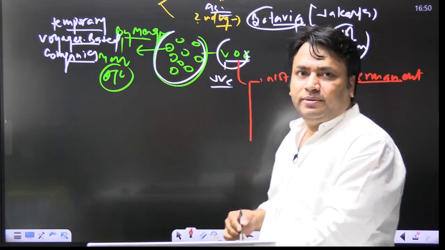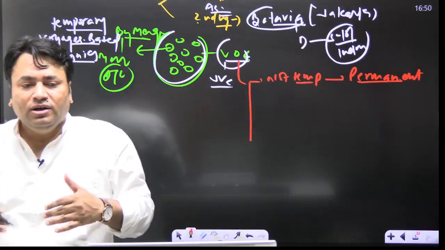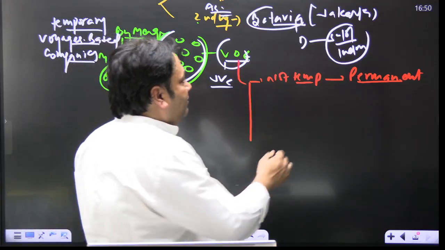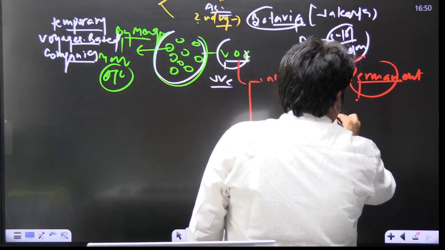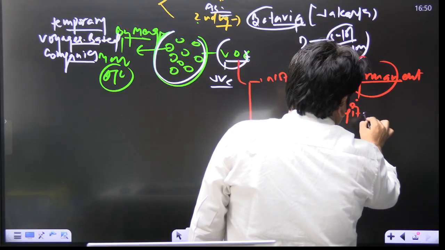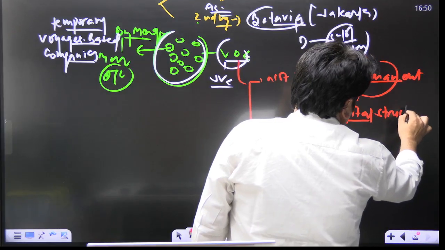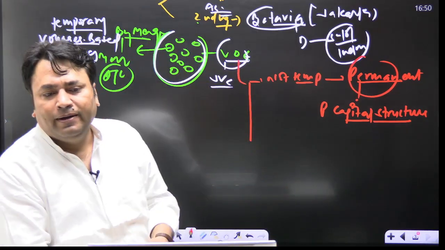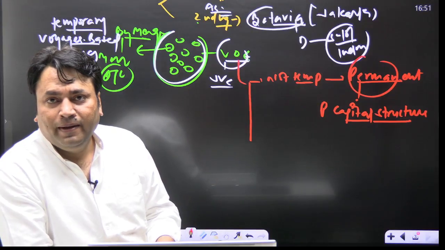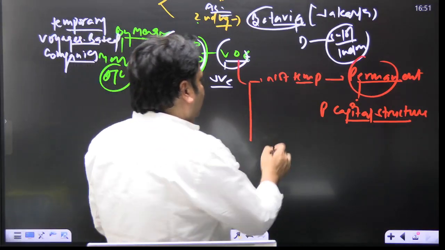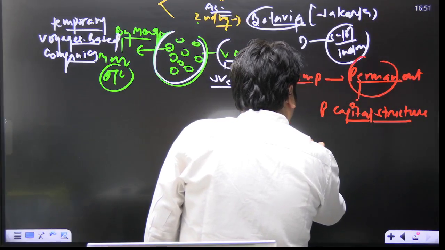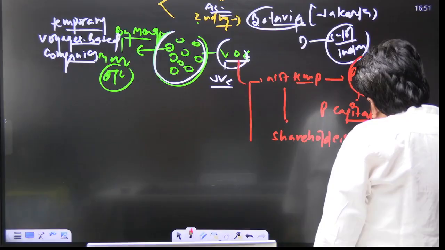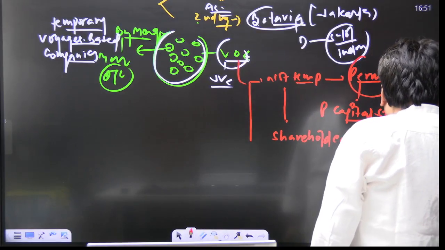The most important thing, it is not temporary, it is permanent. The capital structure is permanent. When we are saying permanent, it means we are talking about the permanent capital structure of the company. You can purchase shares of this company, so shareholders can purchase shares and they can get dividends on these shares.